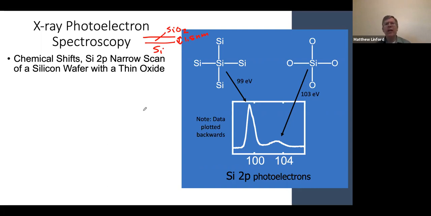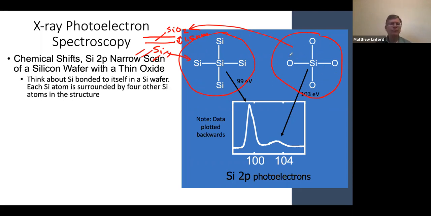And what I've tried to do here is represent the bulk silicon, what's down here, in this way right here. I'm showing that every silicon atom is bonded to four other silicon atoms. And of course, this would be in a tetrahedron, so we're just looking at it in the plane. Then we're representing what's at the surface of the silicon right here as SiO2. This would be silicon bonded to four oxygens right here. So again, this is a chemical representation of what we have. And of course, this would be in three dimensions as well, a tetrahedron.